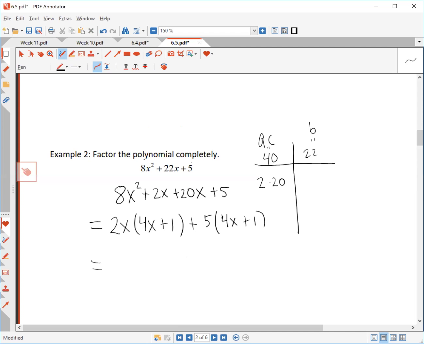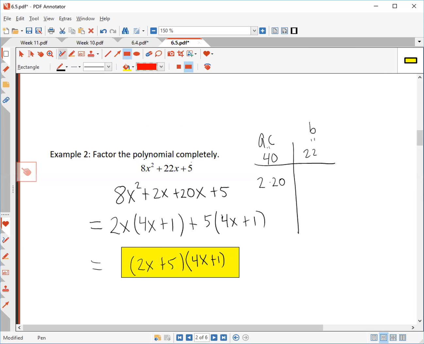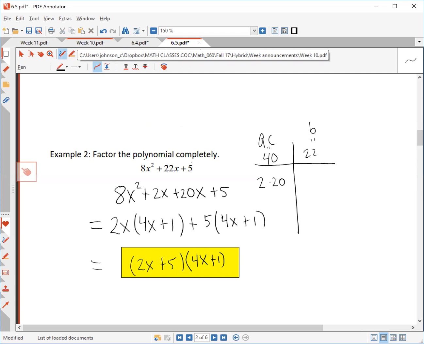So we factor out the 4x plus 1 to the right-hand side, and we're left with 2x plus 5. So we should check our factors. 2x plus 5, 4x plus 1, they have nothing in common. Each of the terms have nothing in common, so I can check it now.